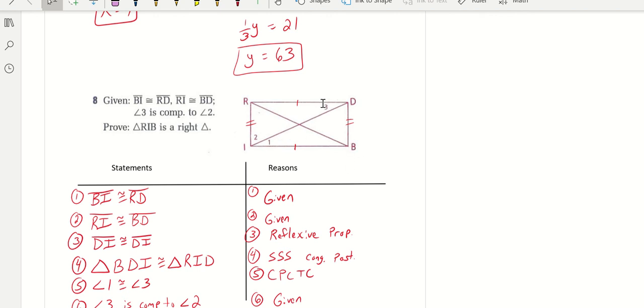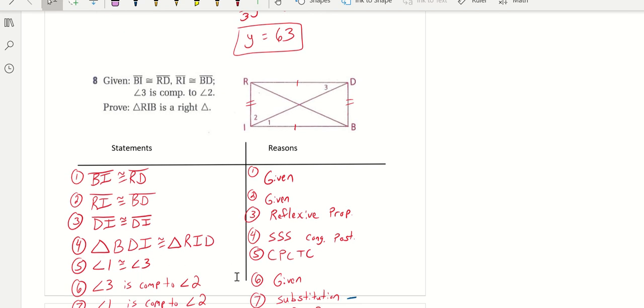Angle 1 and angle 3, they are in corresponding positions, right? BID, that is first, third, and second. Well, first R, third D, second I. First, third, and second, RDI, that is angle 3. So 1 and 3 are congruent through CPCTC.